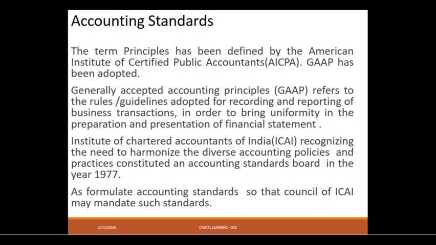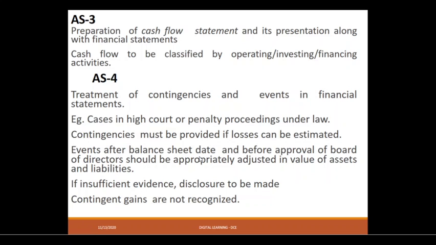The institute has formulated and issued accounting standards of a recommendatory nature. These standards are known as Indian Accounting Standards. So let's begin with AS3, the cash flow statement. This gives a standard for preparing the cash flow statement and its presentation along with the financial statements. Cash flow is to be classified by operating, investing and financing activities.